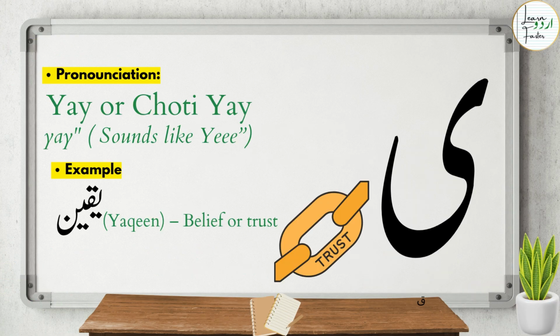The next alphabet is Ye. Repeat after me. Ye. It's often also called Chotiye. It's usually called both Ye or Chotiye. The word example is Yakin, trust.